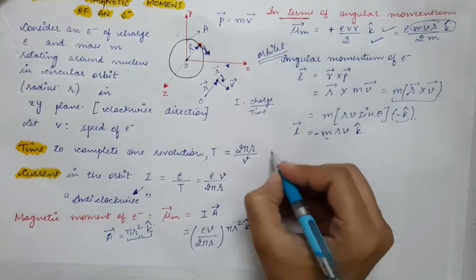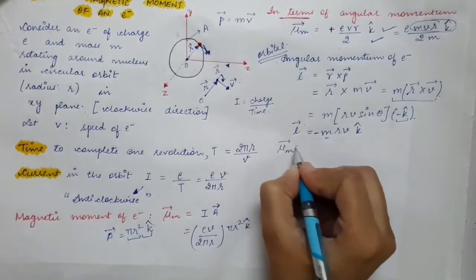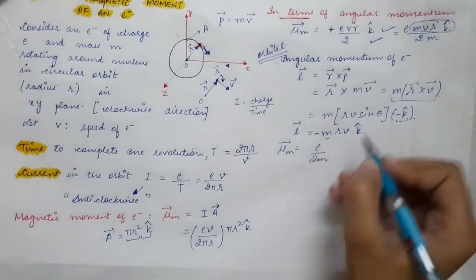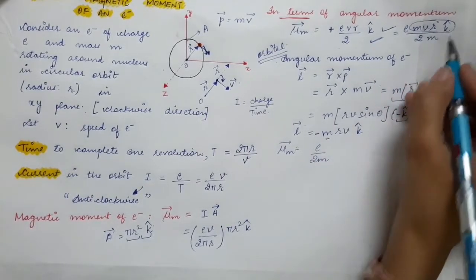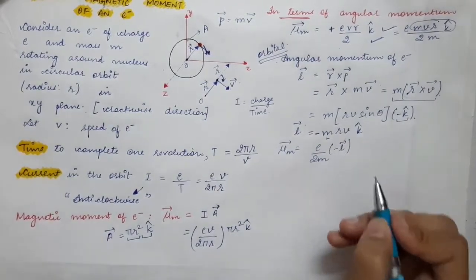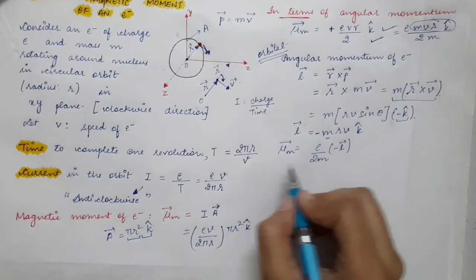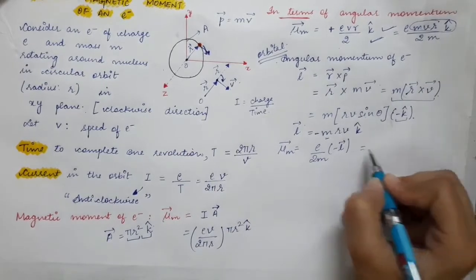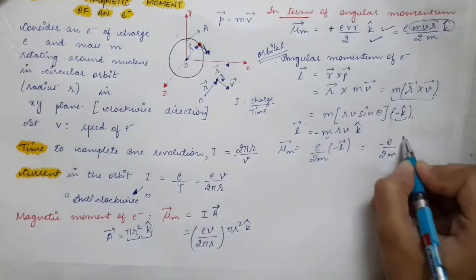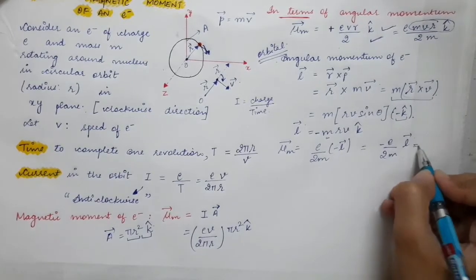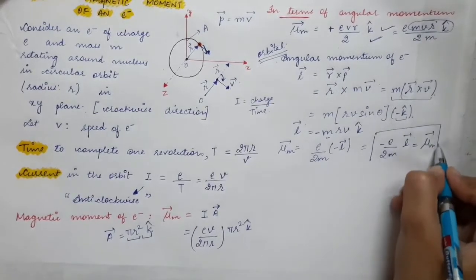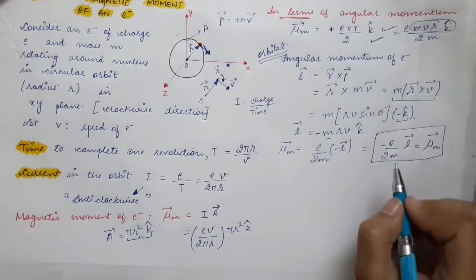So mu m vector can be rewritten as E by 2m as it is. Then mvr times k cap can be written as minus of L vector. So the magnetic dipole moment has come out to be equal to minus E divided by 2m times L vector. So this is the formula of magnetic dipole moment in terms of the orbital angular momentum of the electron.